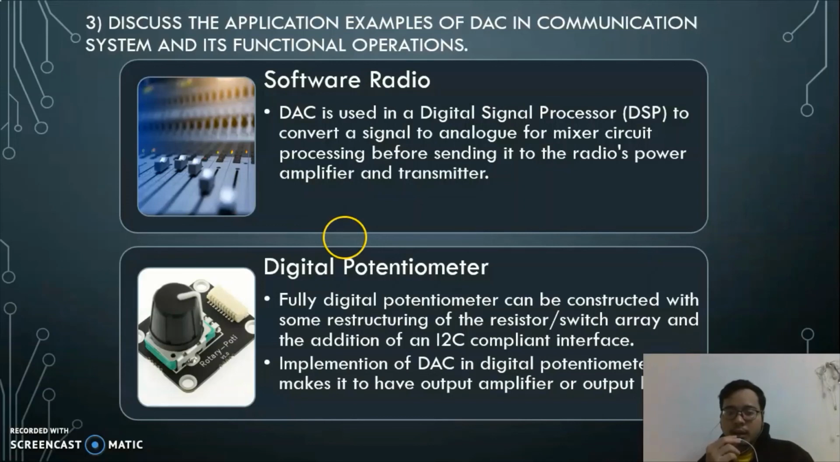Lastly, DAC is also used in the digital potentiometer, where a fully digital potentiometer can be constructed with some restructuring of the resistor or switch array and the addition of an I2C compliant interface. The implementation of the DAC in a digital potentiometer gives it an output amplifier or output buffer.